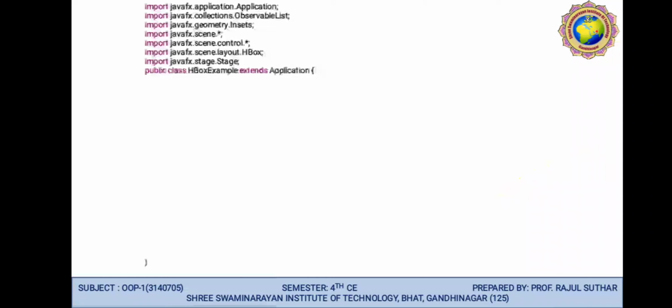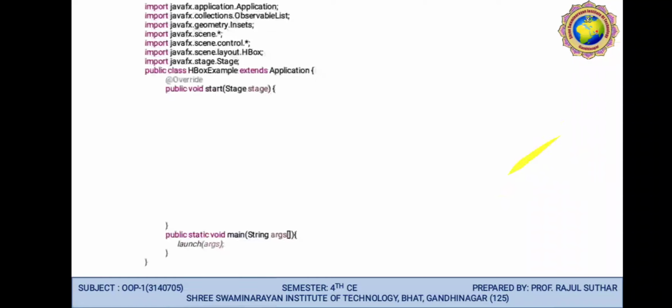This is a simple example for layout. We require javafx.application, javafx.collections.ObservableList, javafx.geometry.Insets, javafx.scene.Scene, javafx.scene.control, javafx.scene.layout.HBox, which we are using here. If you are working with a VBox, you have to import the VBox. And javafx.stage. This is the name of the class, HBoxExample.